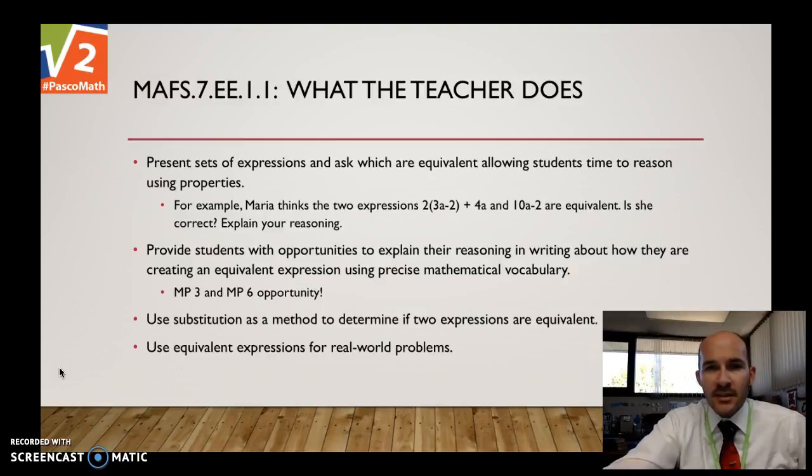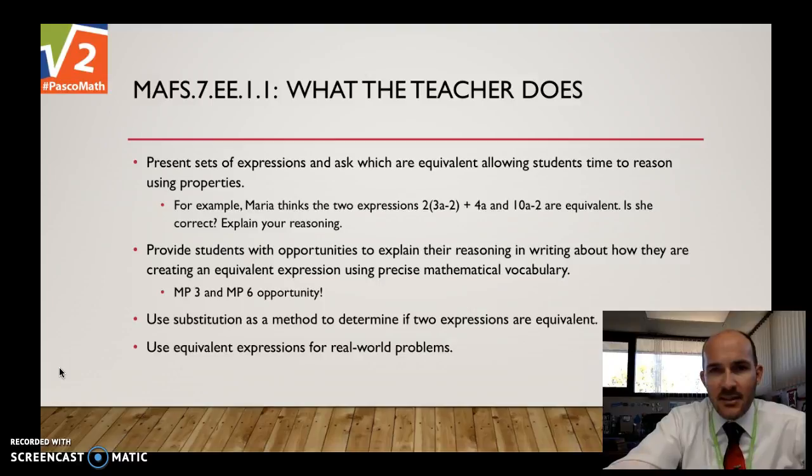So some things you can do as a teacher. Present sets of expressions and ask which are equivalent, allowing students that time to reason and use the properties. For example, we can say like Maria thinks two expressions, 2 times the quantity 3a minus 2 plus 4a, and 10a minus 2 are equivalent. Is she correct? Explain your reasoning.